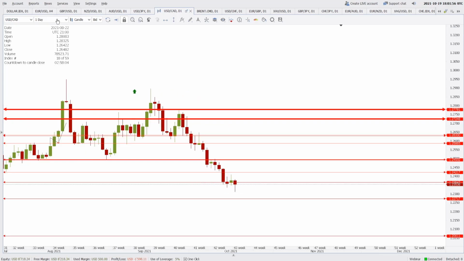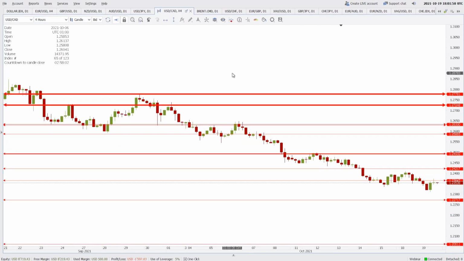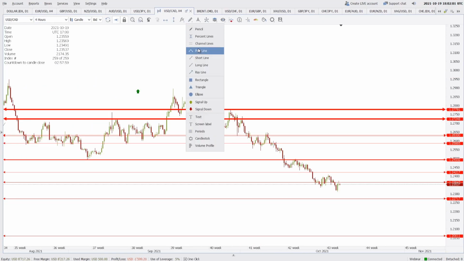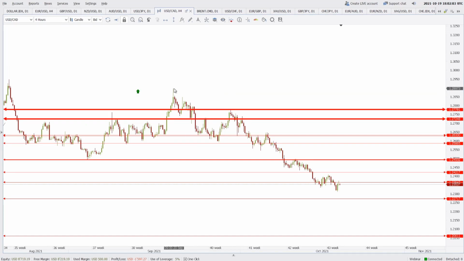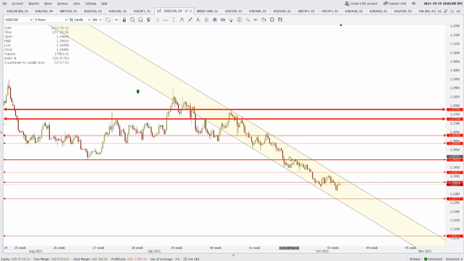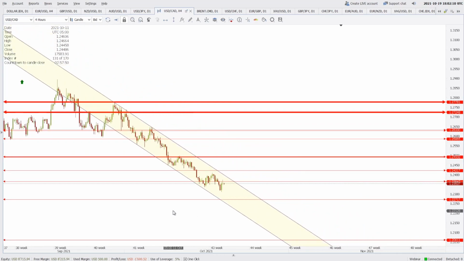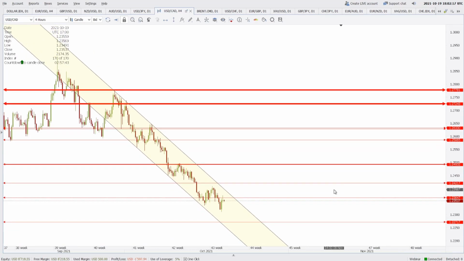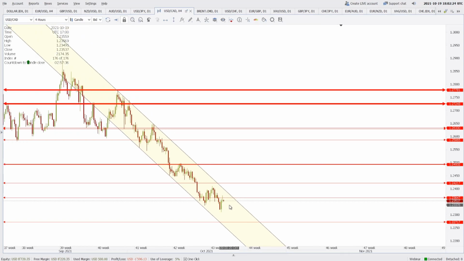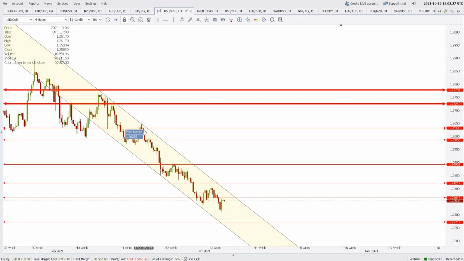But to be sure, what we can do is we can switch to 4-hour, and then we can draw a channel which actually started falling from here. What we can do is we can make this channel here, and if after striking this support the price starts going up, then we can be sure that we have a confirmation that the price has started its uptrend. Now this is only one way to know, but we need to break above a reaction high like this to be sure that the price has started its uptrend.